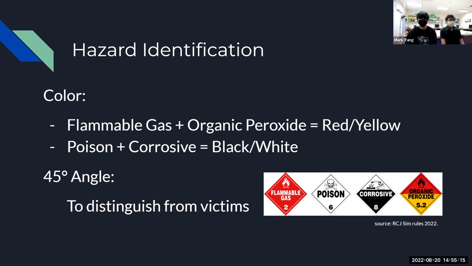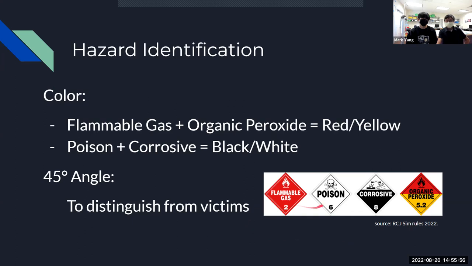Now for hazard identification, the attributes that we checked for were color and also the angle. So color was pretty simple. First we have our flammable gas and our organic peroxide. Those both have red in them, so immediately we could go and check our region of interest. If any of it has red in it, we know that it could either be a flammable gas or organic peroxide. Then from there, we checked if there's any yellow in it. If there was yellow, we knew it had to be organic peroxide. And if there was no yellow, it was flammable gas.